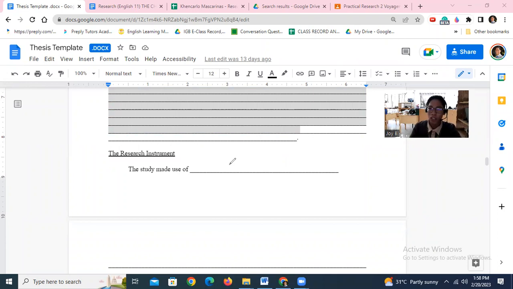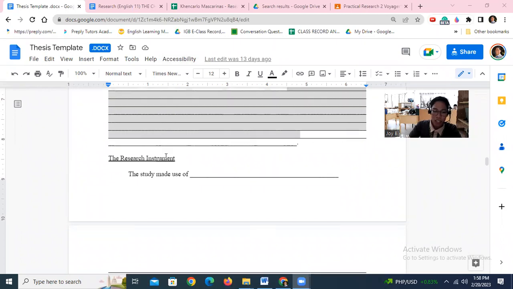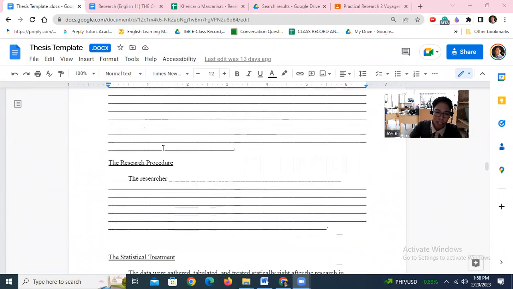And for those sa academic naman is academic performance, you just need to explain that you use the grades or the performance of the students rather than you get the information from the students of the respective schools you choose. Okay? So, pagkatapos ng research instrument is nandito naman tayo sa research procedure. Now, sa procedure, it talks about ano ba ang ginawa, paano kinuha.